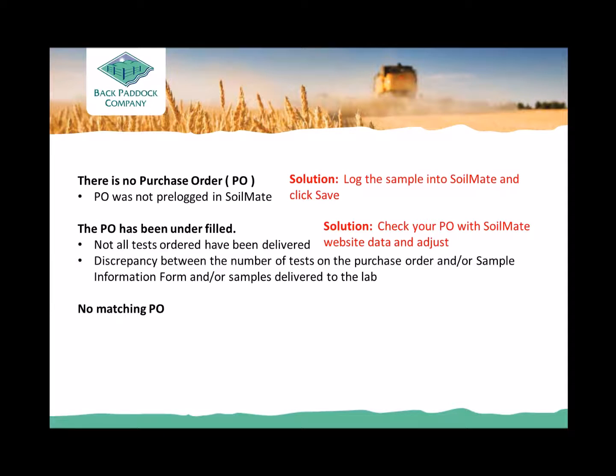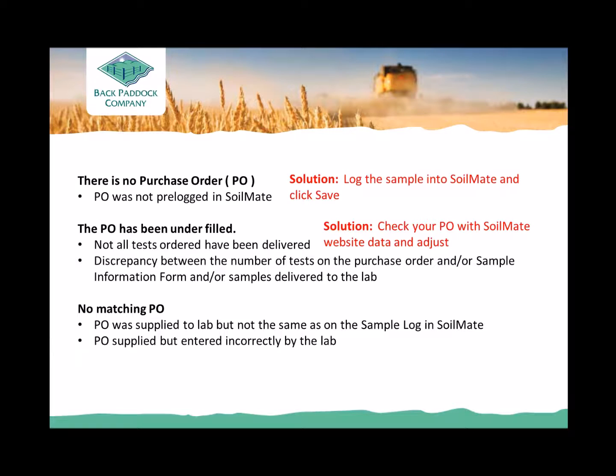It could be that you've got a barcode on hold because there's no matching purchase order. And this could mean that the purchase order was supplied to the lab, but not the same as a sample log that you've made in SoilMate. Or it's been incorrectly uploaded by the laboratory. The solution here is contact us on the help desk on 1800 557 166 and we'll help you get that re-uploaded through the lab, and just double check your details that your purchase order is the same as what the lab has been instructed to use.